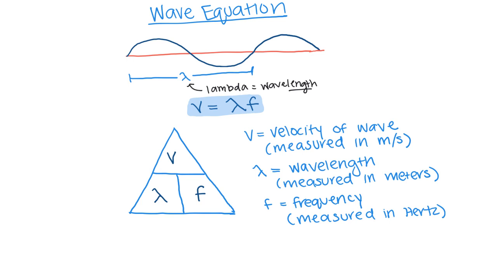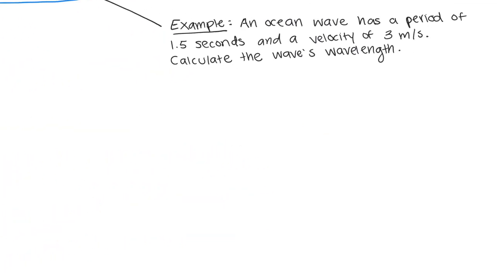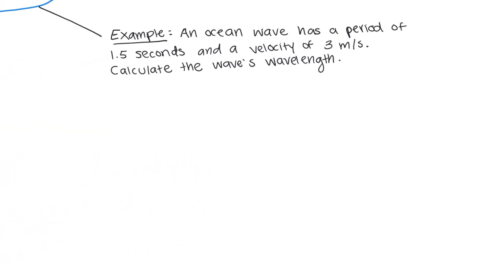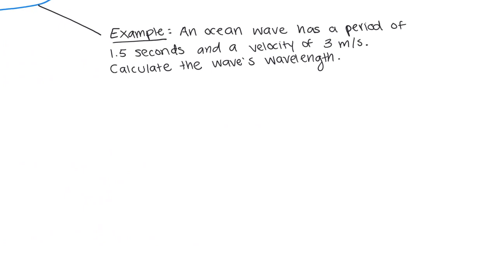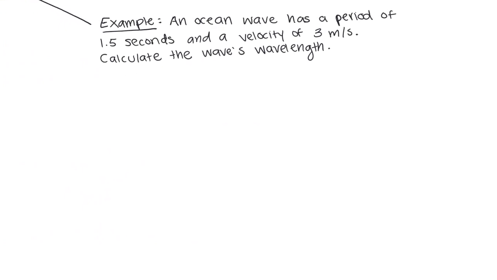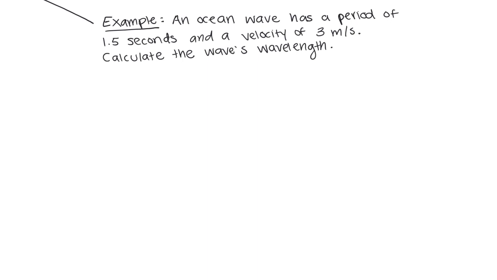Okay. So let's think about how all of these equations that we just learned, we actually just learned 3 equations, how we can use these when solving for various components of a wave. So we'll go through an example problem together right now. This says an ocean wave has a period of 1.5 seconds and a velocity of 3 meters per second. Calculate the wave's wavelength. So again, I'm going to go through our standard 4 steps to solving a physics word problem. I'll draw a picture of the wave.